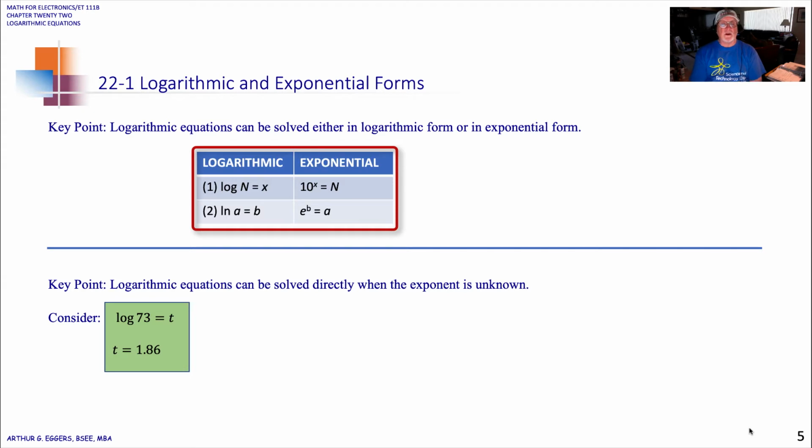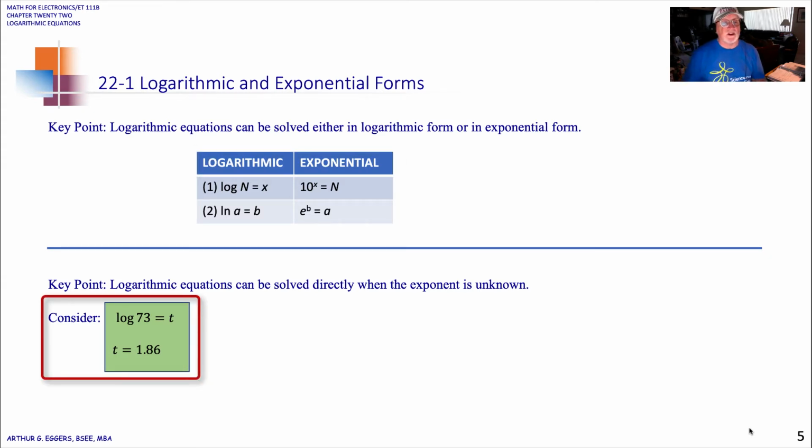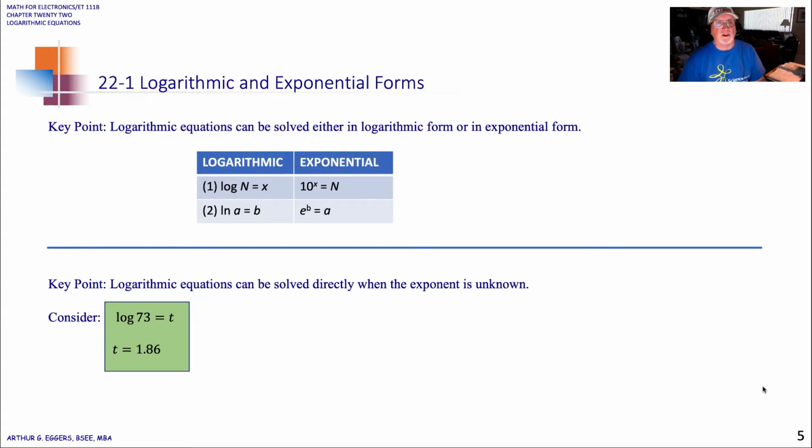So logarithmic equations can be solved directly when the exponent is unknown. If we look at an example here, if we have log of 73 equals t, all we have to do is take the common log of 73 and we have solved for t, which might be a helpful term in a larger or more complicated expression.